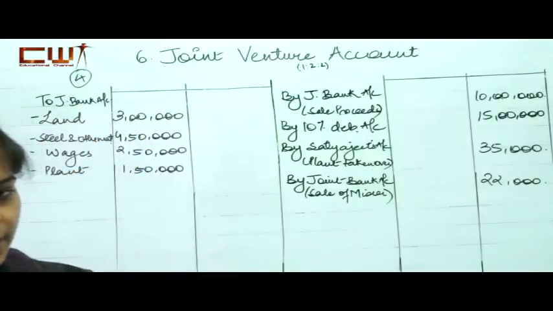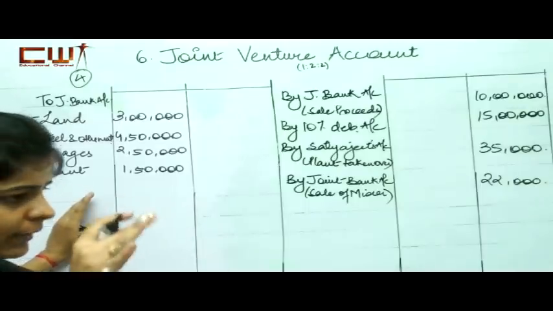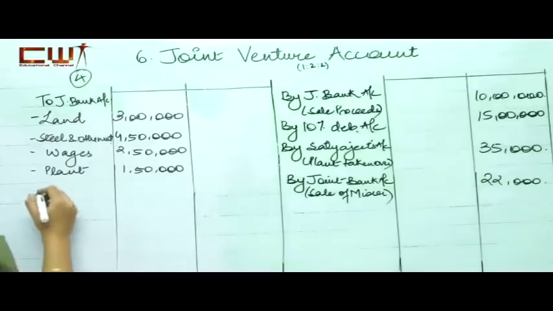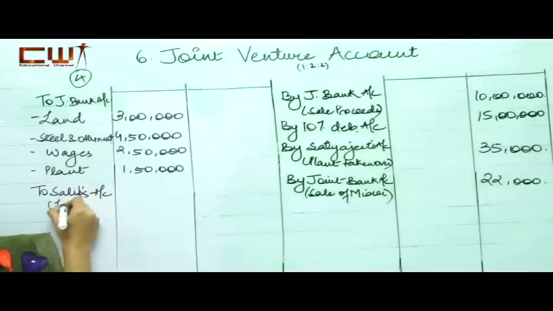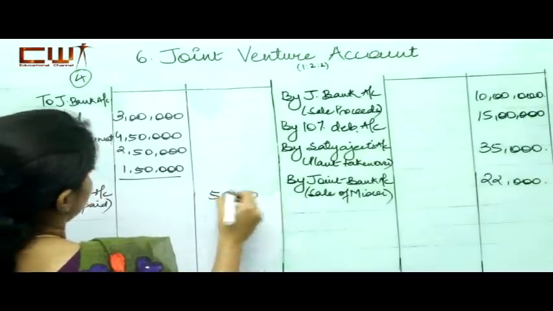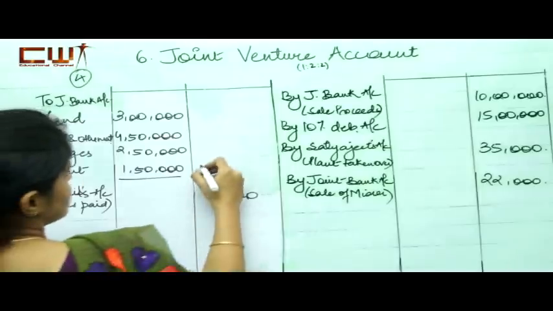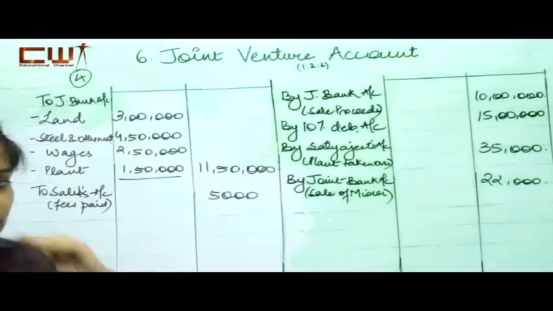Next is fees that is being paid by Salil. If it had been paid by the bank, the bank account would be credited because money is going out. But the bank is not paying it. Salil is paying 5,000. So please write here, to Salil's account, credited, because he has paid the fees. How much? 5,000. First add this up: 3 lakh plus 4,50,000 plus 2,50,000 plus 1,50,000. This will give you 11,50,000. Then Salil's account for the fees of 5,000.